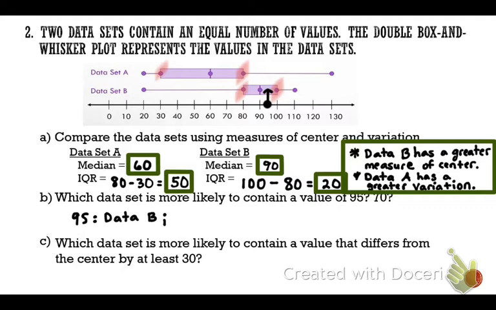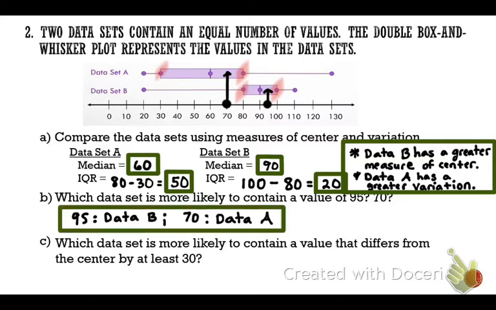Now that's not the only one it's asking us about. It also asks us where we would find the value of 70. What do you guys think? Data A. Look, here's where 70 is. If I were to draw an arrow up, I would land in data set A. So it makes sense that most likely if I had a value of 70, it would be contained in data A.